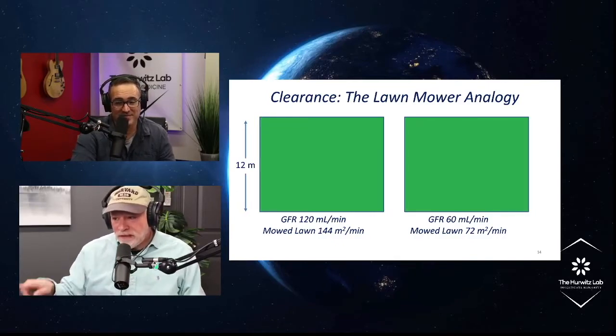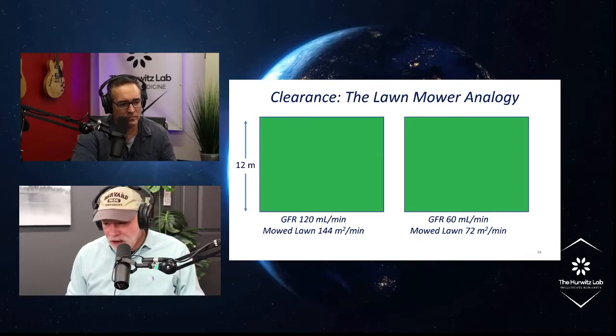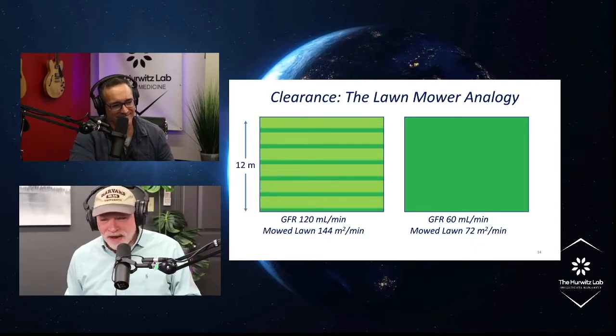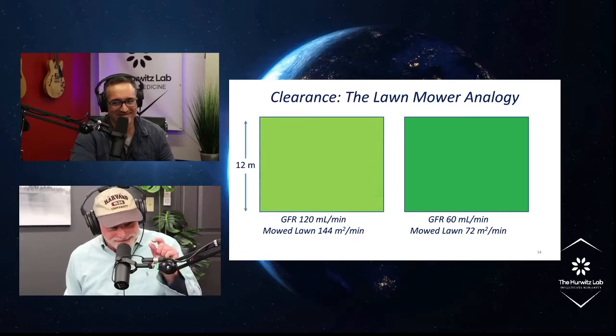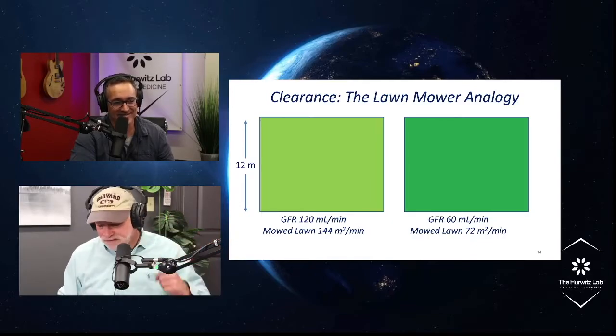So let's say that the box on the left here represents a lawn that's 12 meters by 12 meters. Okay. And let's say there's a normal GFR associated with the clearance of this lawn. So what happens here is if you have 2 million little lawnmowers, and each of them is very narrow, if you push them for a minute, you clear the whole lawn. So now you got mowed grass.